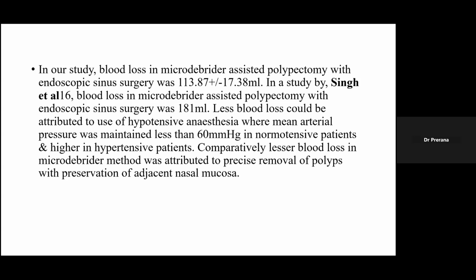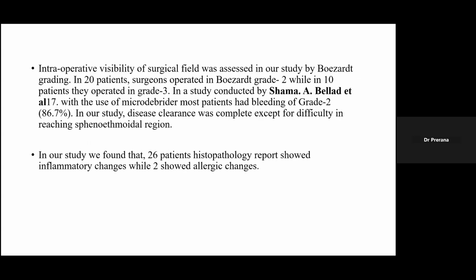The amount of blood loss in our study was 113 plus or minus 17.38 ml. In a study done by Singh et al., blood loss in the microdebrider-assisted polypectomy was about 181 ml. The lesser blood loss could be attributed to the use of hypotensive anesthesia, where the mean arterial pressure was maintained at less than 60 mmHg in a normotensive patient and a little higher in hypertensive patients. Comparatively, lesser blood loss in the microdebrider method was attributed to precise removal of polyps with preservation of adjacent nasal mucosa.